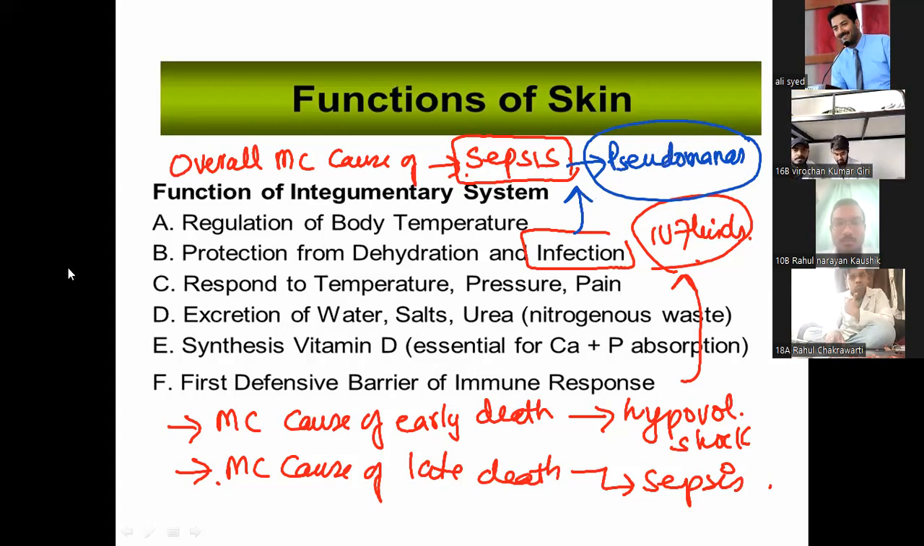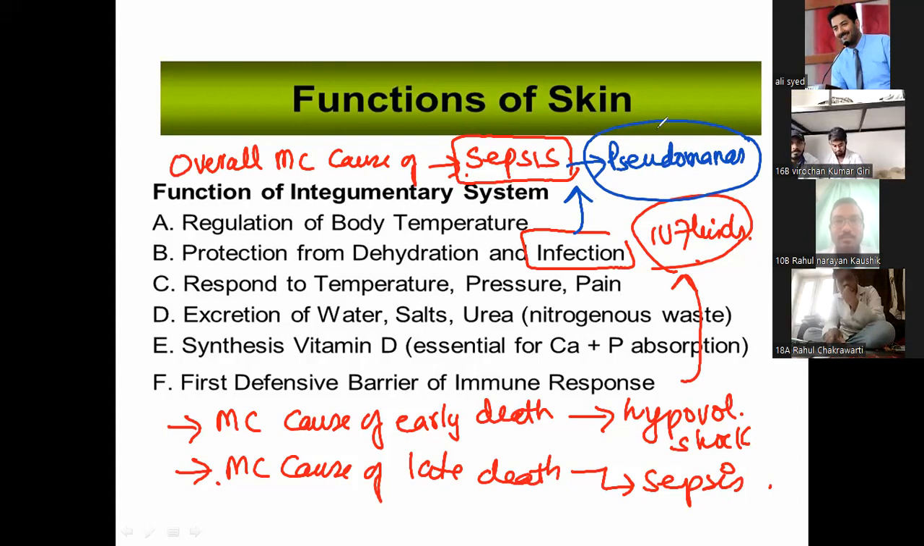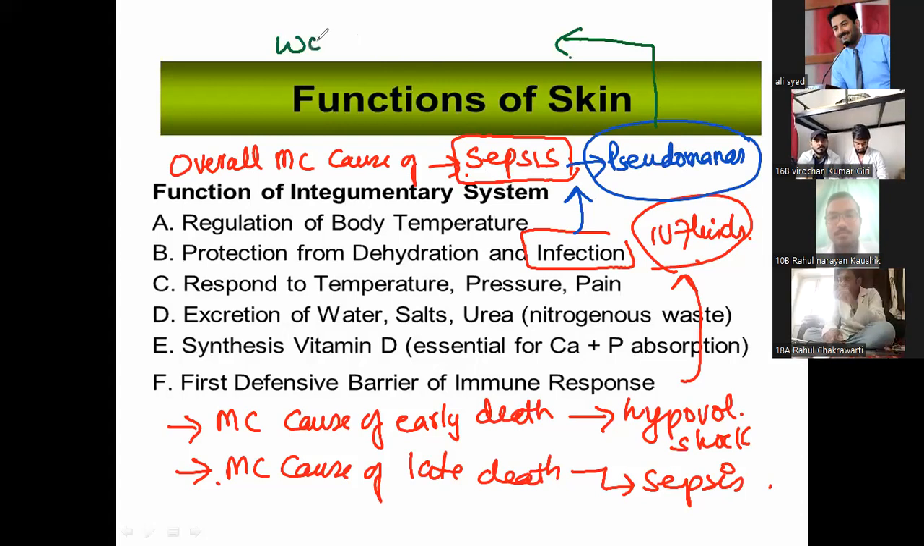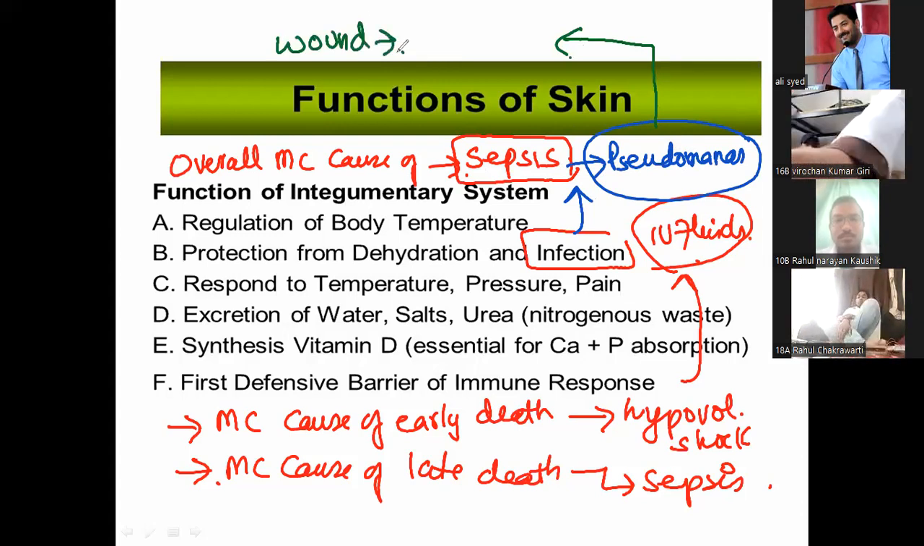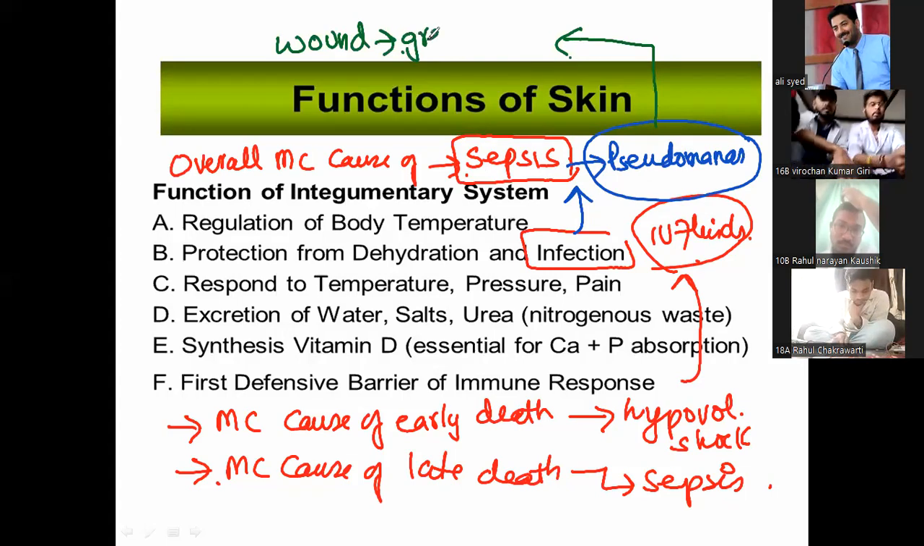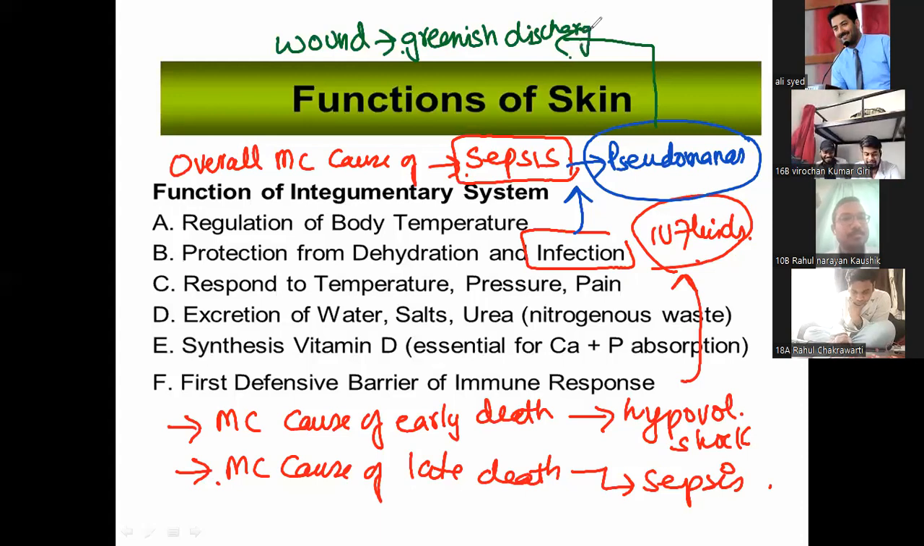So how are you going to know that the patient develops Pseudomonas infection? See here everyone. In your wound, there will be greenish discharge. So please remember it forever, all students who are listening to me, that if in the wound of a patient there is a greenish discharge, the microorganism causing the infection, the answer is Pseudomonas. Whenever there is a greenish discharge, this is Pseudomonas.